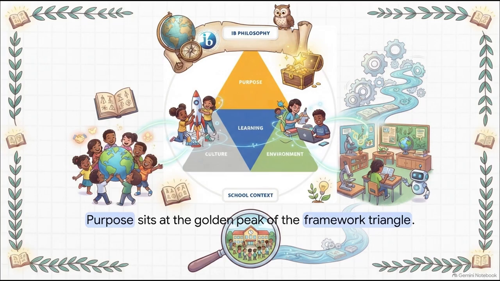It is fundamentally supported by culture and environment, acting as the base. And right in the very center, embraced by all 3 of those, is the blue triangle of learning. The whole shebang is encircled by IB philosophy at the top and the school context at the bottom. The takeaway here? None of these elements can be developed without considering how the others relate to it. Purpose guides the environment you build, the culture you foster, and ultimately, the real-world learning happening in your classrooms.